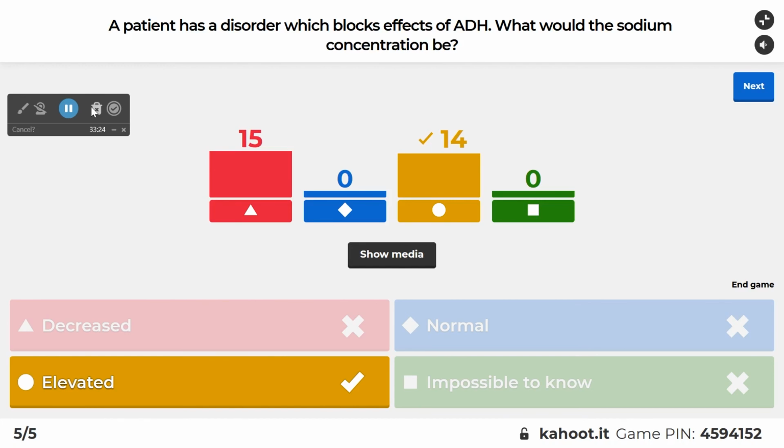See? So in a patient, we call this syndrome. No, this isn't SIADH. This would be blockade of ADH. You would have increasing sodium concentration while you're peeing out oodles of water.